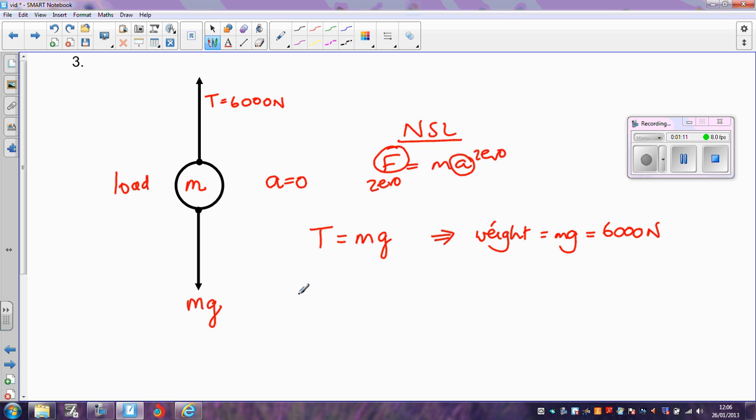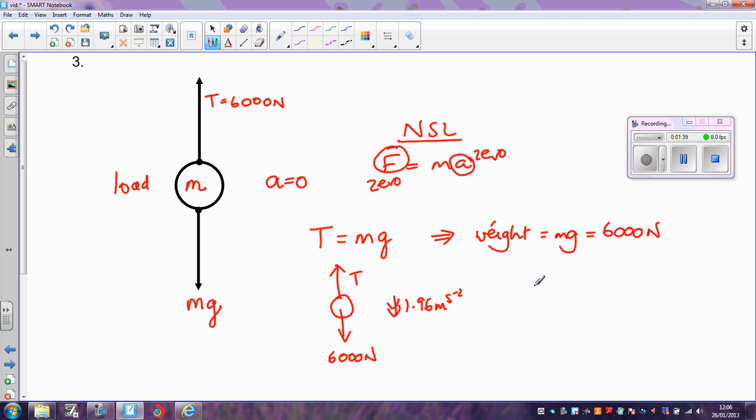So what we're now told is what's the tension in the cable when the load is moving downwards at 1.9 meters per second. So same sort of idea. In this case, here we have our load. We know that the weight acting downwards is 6,000 newtons. Everything has now changed though. The tension is now going to be something different. And we're told that the acceleration downwards is 1.96 meters per second squared.